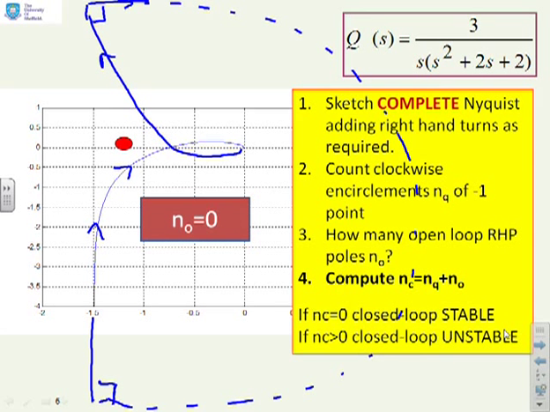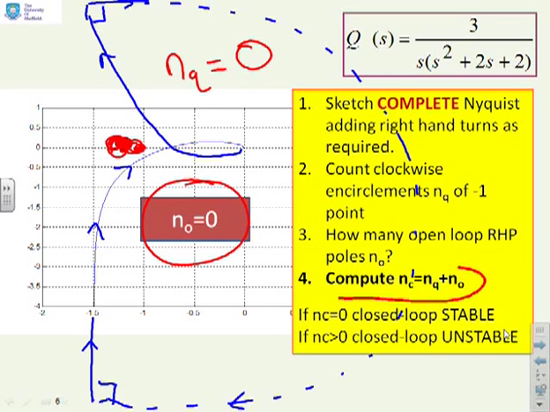And now we want to ask ourselves, how many times has this diagram encircled the minus one point? Well, actually the minus one point's here, slightly off queue. And what you'll see is clearly NQ equals zero. Now, for this particular system, we've already got NO equals 0. So if we then compute NC using this formula, we're going to get NC equals 0. So the system is closed loop stable.